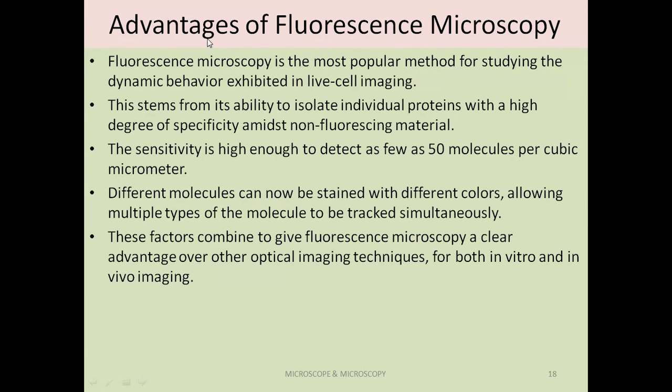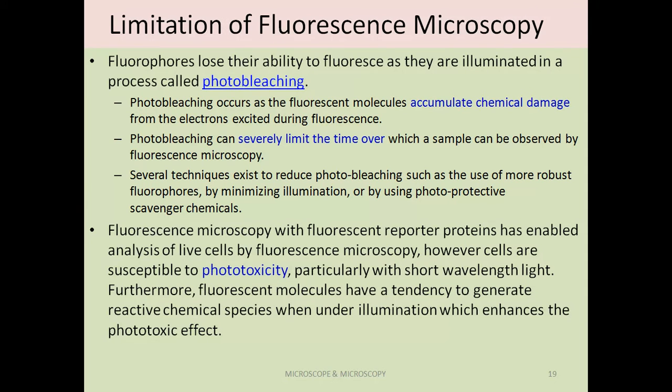If we talk about the advantages, this microscopy is the most popular method for studying the dynamic behavior in live imaging. It has the ability to isolate individual proteins with a high degree of specificity, from non-fluorescent material, and the sensitivity is very high. It can detect as few as 50 molecules per cubic micrometer. Different molecules can be stained with different colors, allowing multiple types of molecules to be tracked. These factors combine to give fluorescence microscopy a clear advantage in optical imaging, both in vivo and in vitro.